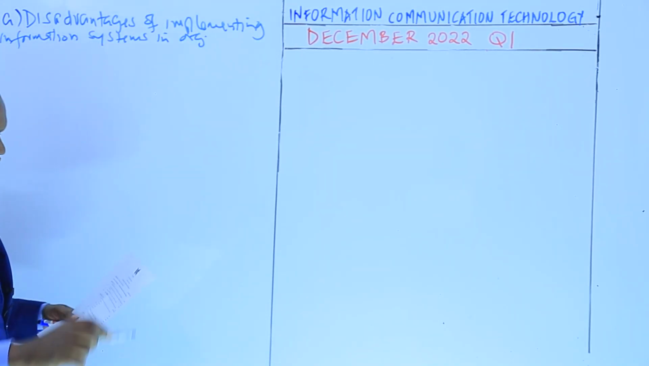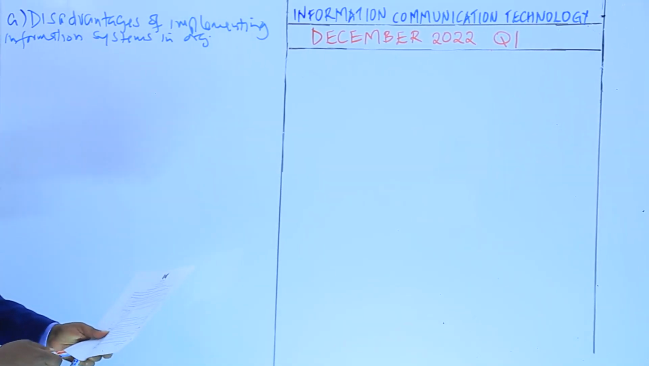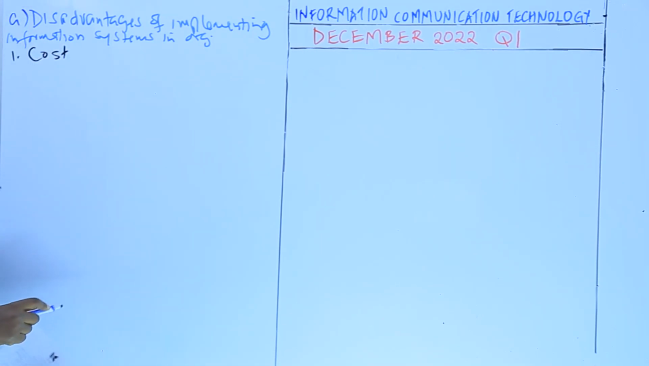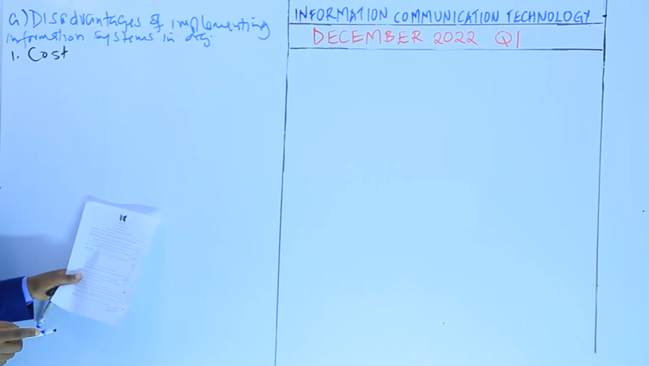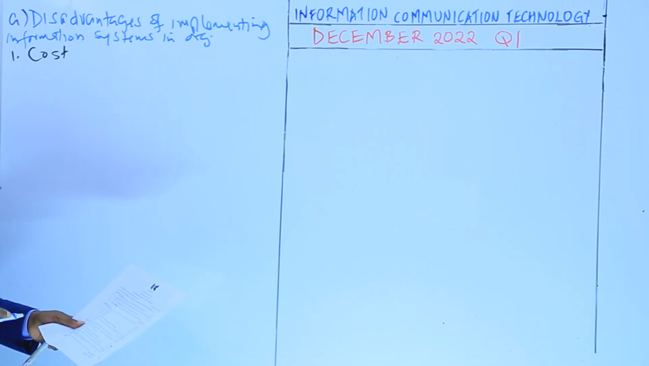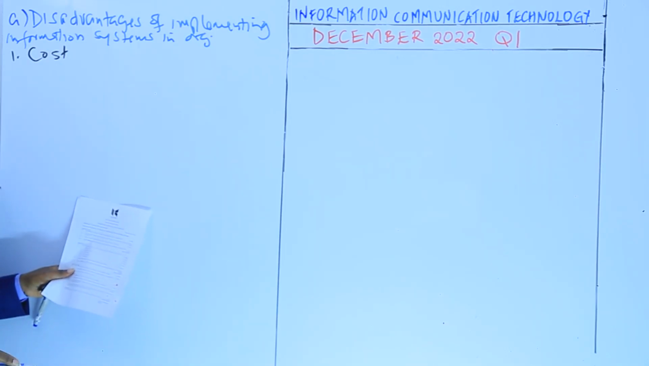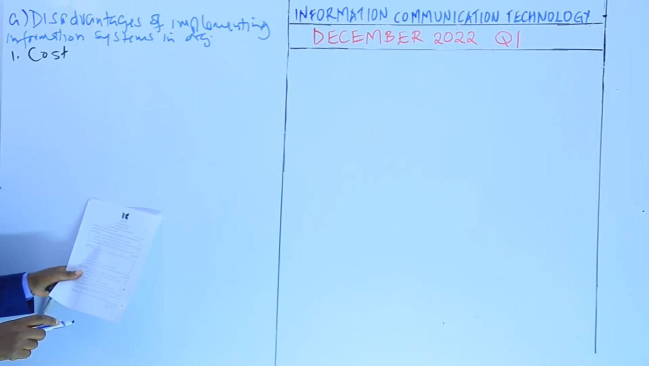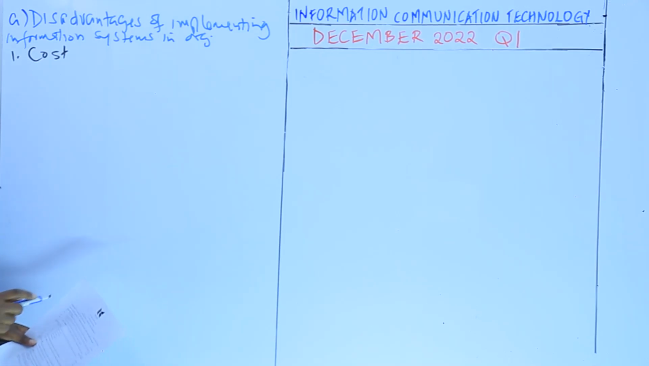Disadvantages of implementing information systems in organizations. Number 1, cost. Implementing information systems can be expensive, involving costs for software, hardware, infrastructure, training, and maintenance. So organizations may need to allocate significant financial resources to acquire and maintain the necessary technology, which can be a strain on the budget of an organization.